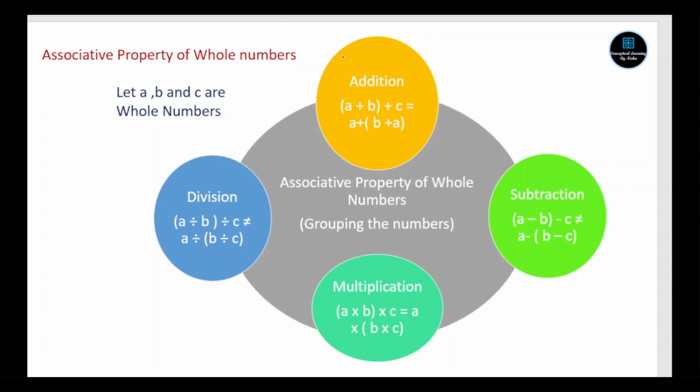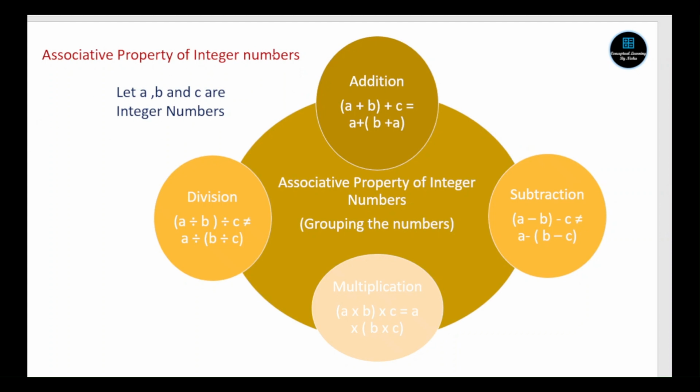Okay. Associative property of whole numbers. Same way, you can easily prove that for addition and multiplication they are valid, and for subtraction and division they are not valid, correct? Okay. Now, associative property of integers. Let's understand by taking some integer values.